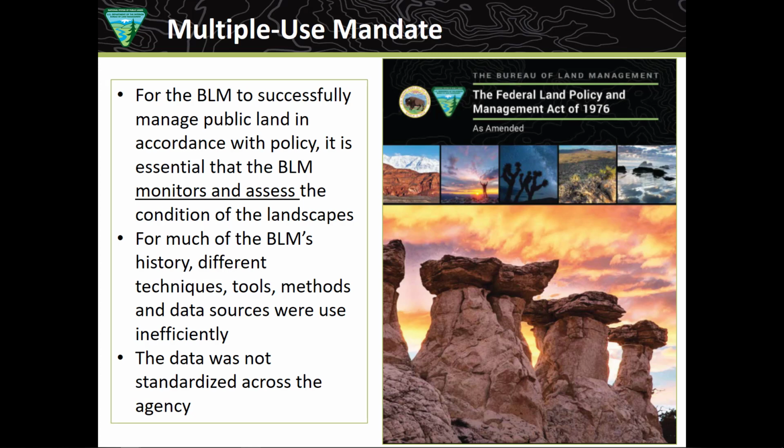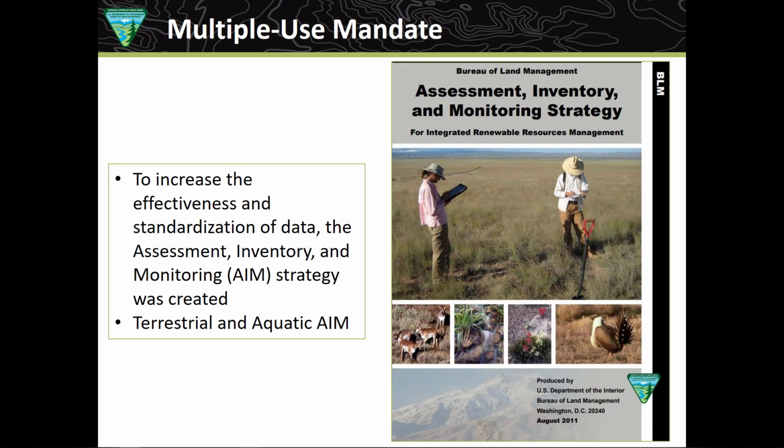For much of the BLM's history, different techniques, tools, methods, and data sources were used inefficiently for monitoring and assessment and were not standardized across the entire agency. In a government directive to increase the effectiveness and standardization of data, the BLM created the Assessment, Inventory, and Monitoring Strategy, or AIM, for terrestrial and aquatic systems.